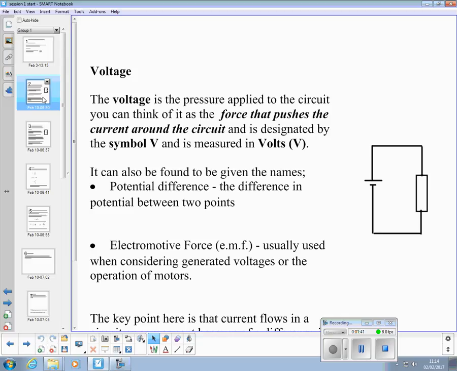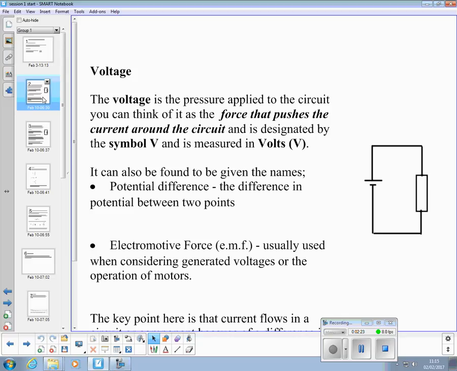Voltage is the pressure applied to a circuit. You can think of it as the force that pushes the current around the circuit. There's almost an analogy with water there: you've got a pressure from water being high up in a tank, and if you let it go, that's a force that will push it down to the bottom. So your battery or your mains electricity is the force that pushes the current. It has the symbol V. It's measured in volts. It can also be given these names: potential difference.